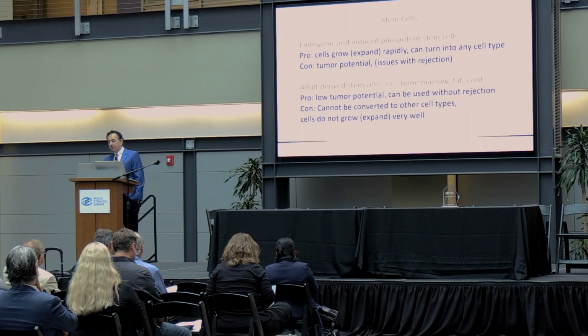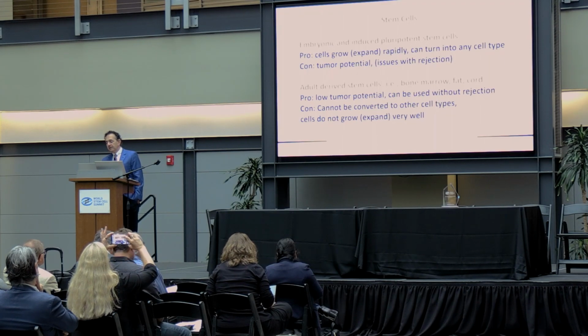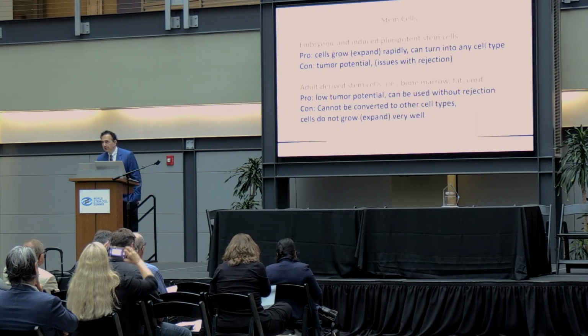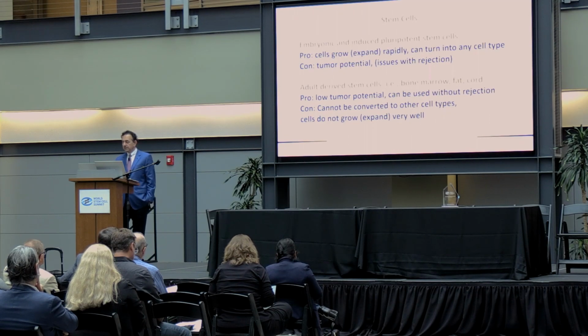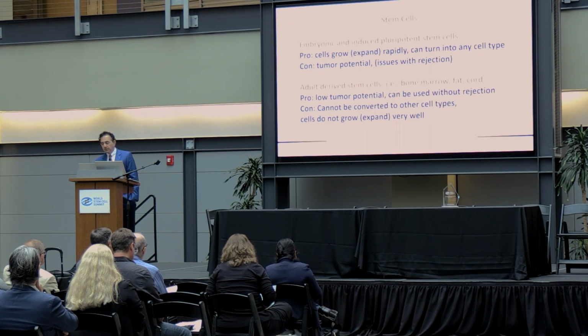And these cells grow rapidly. They can turn into any cell type. But as you know, they have challenges because they do have the potential to form tumors, which, thankfully, people are trying to solve right now. And of course, there could be issues with rejection.